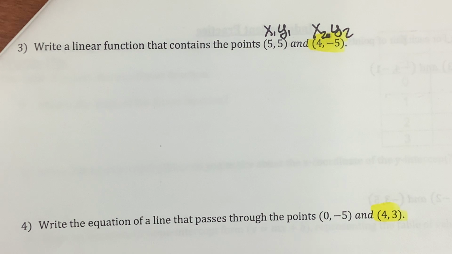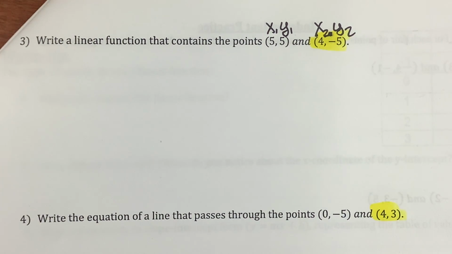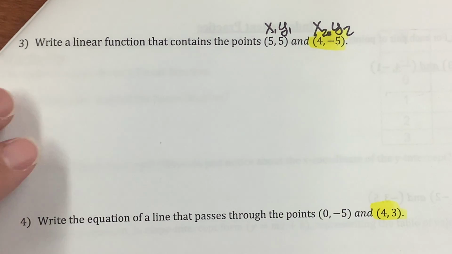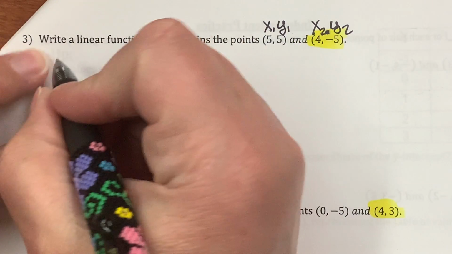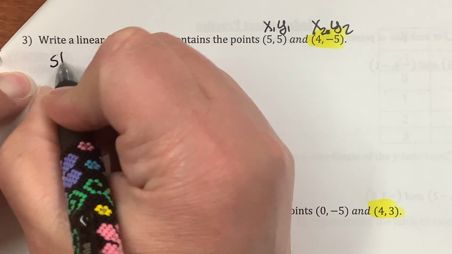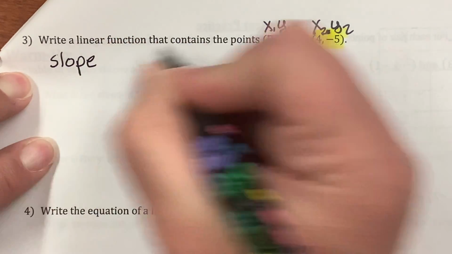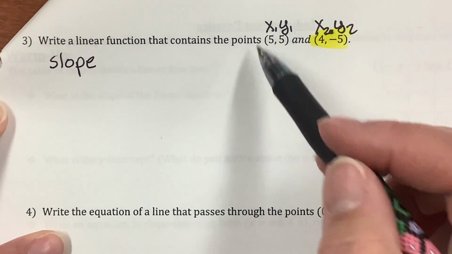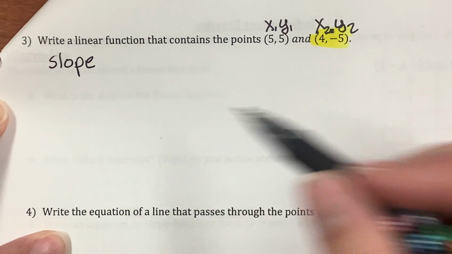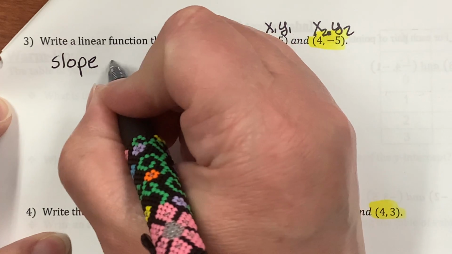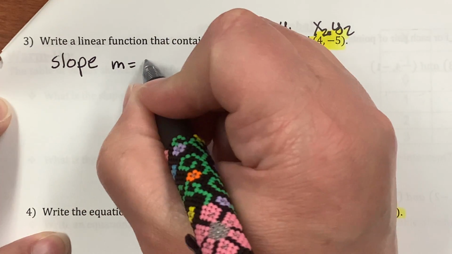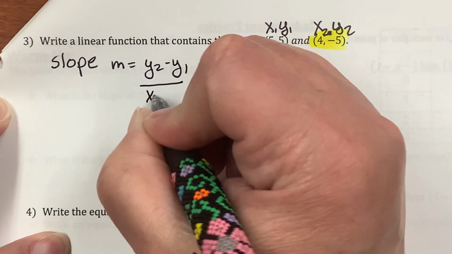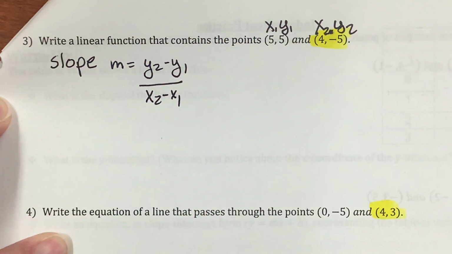Now, as we did in class, you need to find things in a logical, organized fashion. So the first thing you need to do is find the slope. And how do I know I have to find the slope? Because it's the only formula I have that uses 2 points. So I'm going to use that slope formula, m equals y2 minus y1 over x2 minus x1.